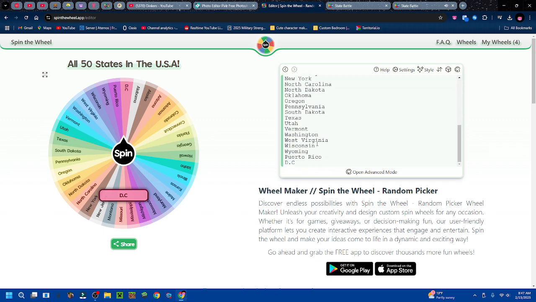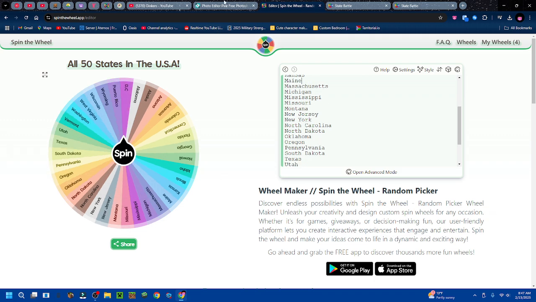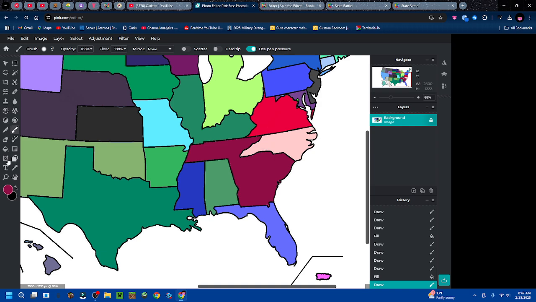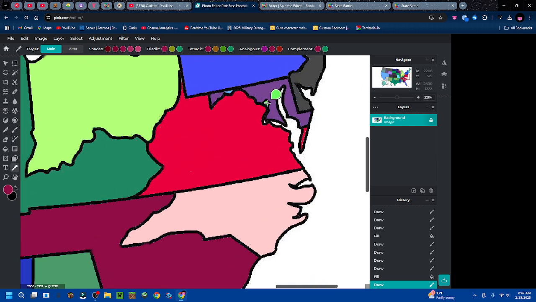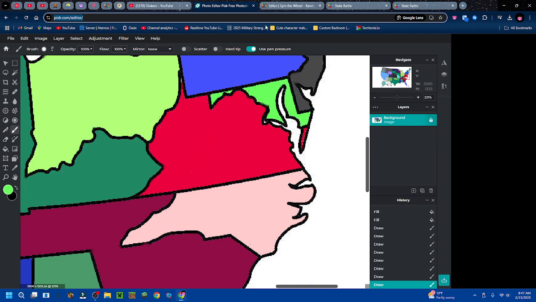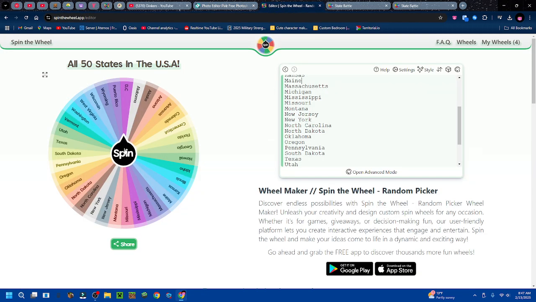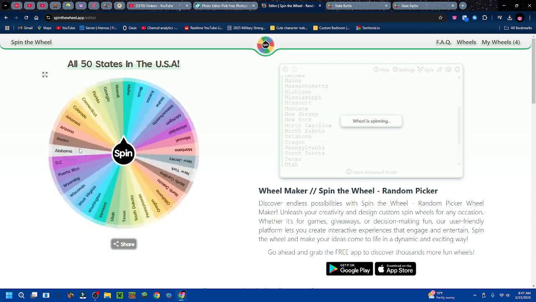Where's Maryland? Maryland. Right there. So this tiny little area takes out literally all of this. Okay. Alright. That's it. Now, let's spin the wheel once again. It looks like the wheel is kind of getting small.